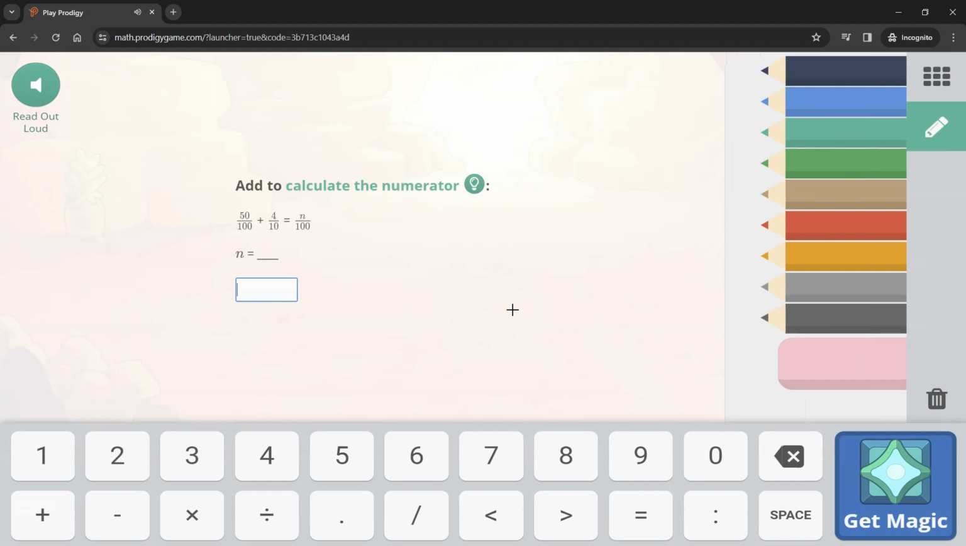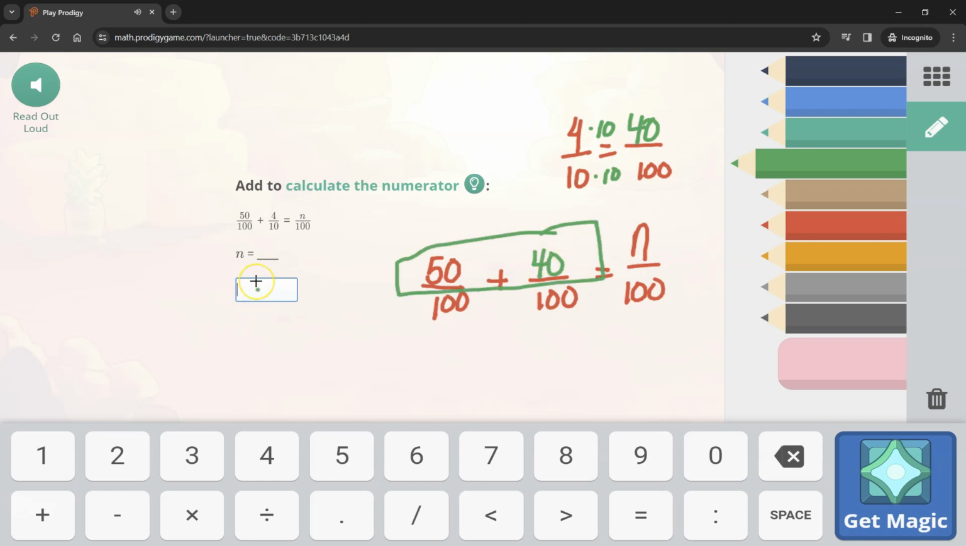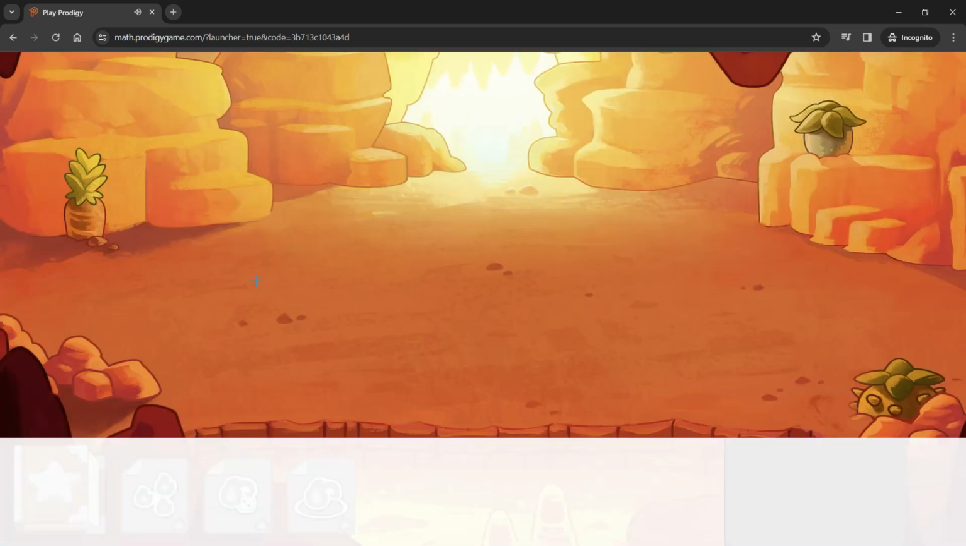Inconceivable. All right, let's do another comparison. So we can see our denominators are going to be hundreds, and I notice that because that is my largest denominator. My n can stay there and my 50 can stay here. So I need to convert 4/10 into hundredths. Super easy. We just multiply the numerator and the denominator by 10. We put that in, and then we add those up. 50 plus 40 is 90.